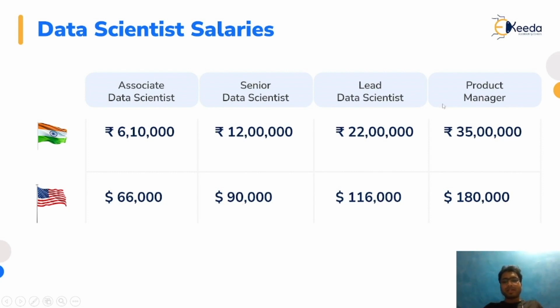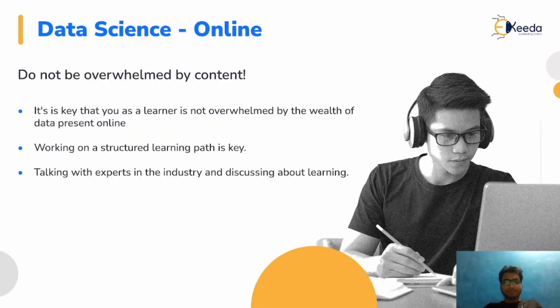Similarly, you can see the figures for lead data scientist and product manager also. These are the trends, and obviously these are very attractive packages. When we say associate data scientist, you can consider that as a fresher. So as a fresher in India, you can get approximately 6,10,000 rupees. This is very attractive. But more than the package, I would say the role, responsibility and challenges which a data scientist faces are very good. You will obviously enjoy that journey, so you should see it from that point of view.